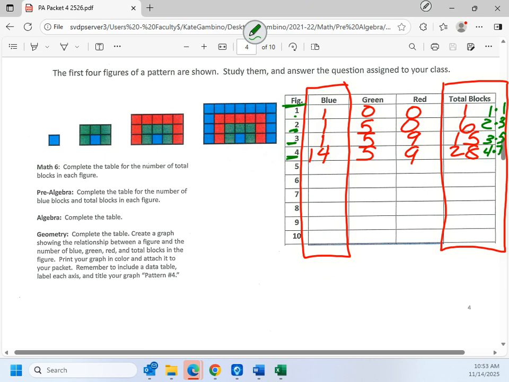What would I be multiplying? 45. Yeah, how did you get that? Figure 5, and I'm just going up by those odd numbers. So now I have to figure out my blues.